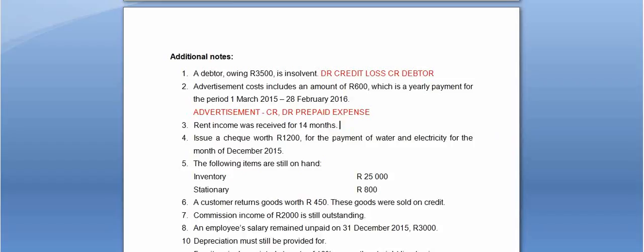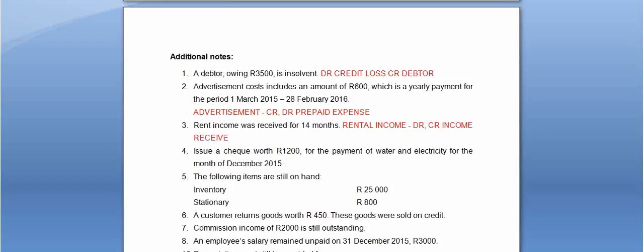Then rental income was received for 14 months. What should we do there again? 2 months too much. So the rental income will have to be decreased with a debit entry. I will short a credit entry, and the credit entry that I need there will be called income received in advance. Income received in advance is a liability account.